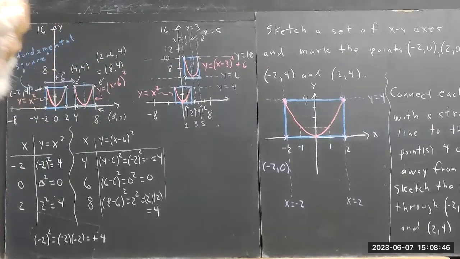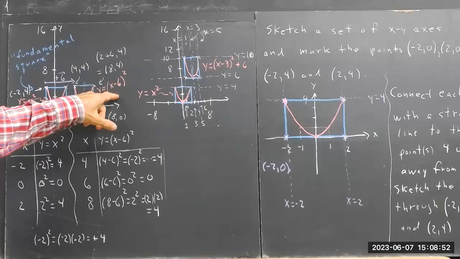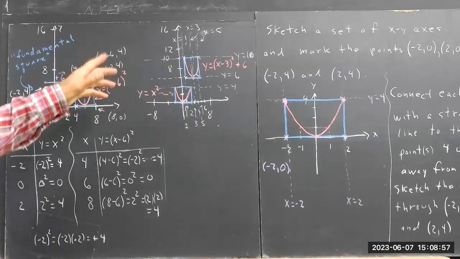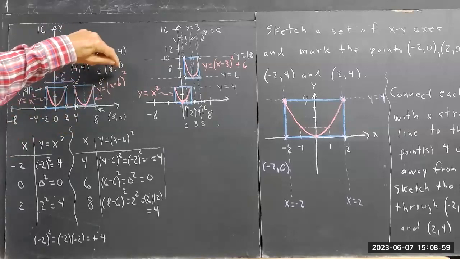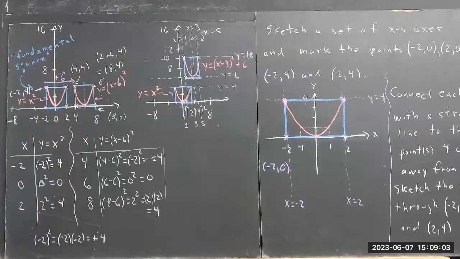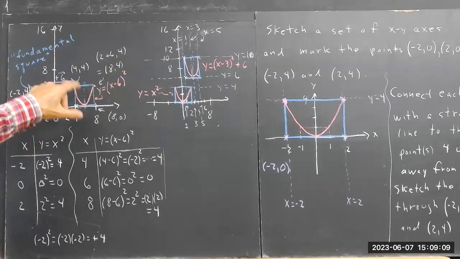So this should go a long ways toward convincing you that this graph is the graph of y equals x minus 6 squared, or at least that the graph of y equals x minus 6 squared is a parabola with these 3 points. Provided this is a parabola with these 3 points, this has to be a parabola with these 3 points.